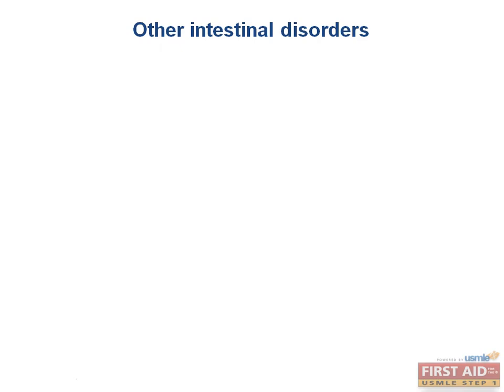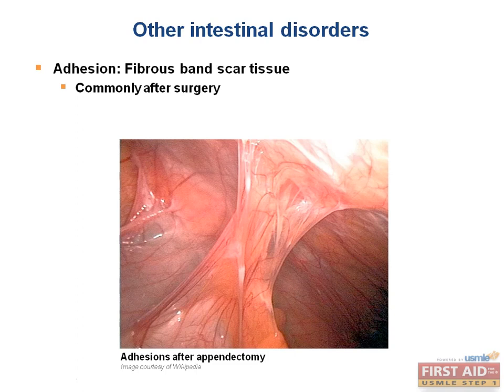Now we've got a slide with a number of different intestinal disorders for you to be aware of. First up are adhesions, which are a common result of surgery and are a fibrous band of scar tissue. They are the most common cause of small bowel obstruction. You can see an example one here. There may be as well demarcated necrotic zones.